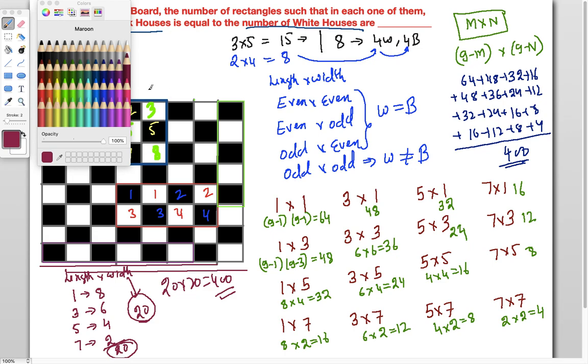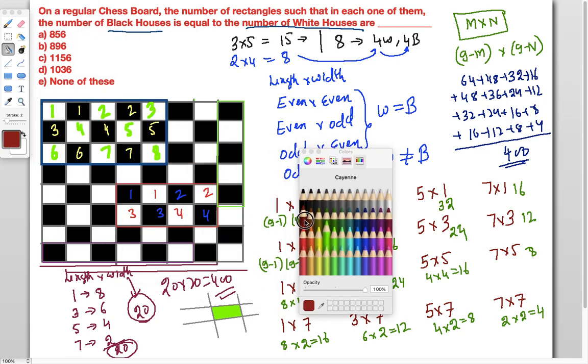Now, what is the total number of rectangles? We know that to get one rectangle, I need two vertical lines and two horizontal lines. Whenever I get two vertical lines and two horizontal lines, we will always get a rectangle. And how many lines are there in a chessboard? You can count, it's easy to count. In a standard chessboard: 1, 2, 3, 4, 5, 6, 7, 8, and 9. So there are 9 vertical lines in a chessboard, and 9 horizontal lines also.